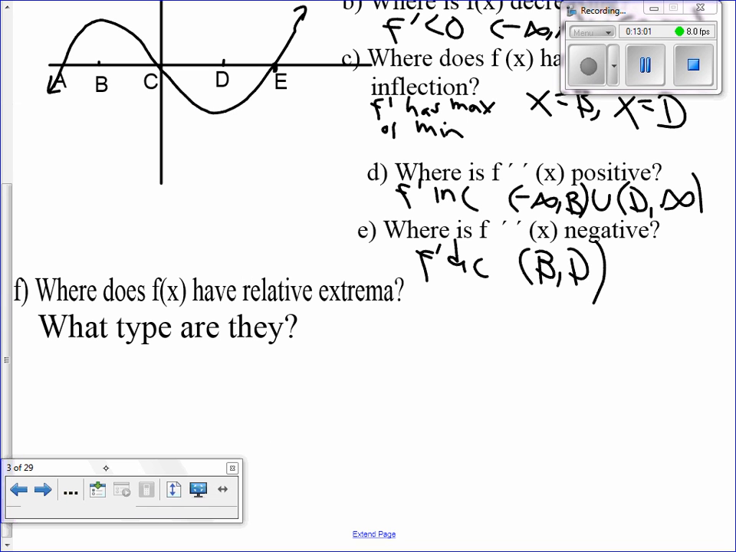All right, next one says, where does f of x have relative extrema? What does that mean about the first derivative? A function has a relative max or min when the first derivative changes sign, positive to negative or negative to positive, right? A function's going to have a max when the first derivative goes from positive to negative, or a min when the first derivative goes from negative to positive. So you're looking to see where f prime changes sign. Now, if you're looking at a graph and you want to see where it changes sign, you're looking where it crosses the x-axis.